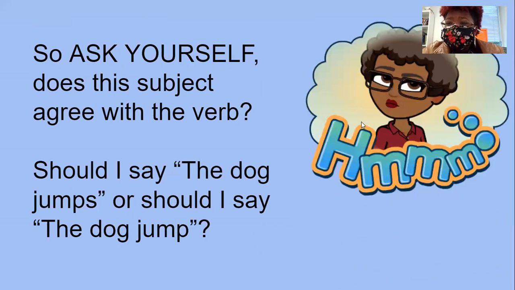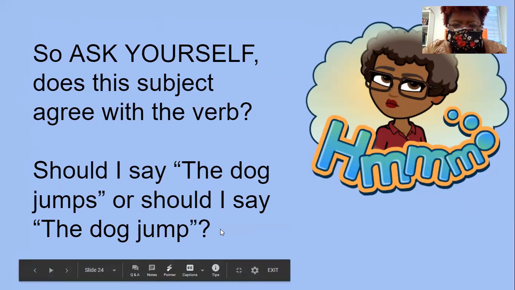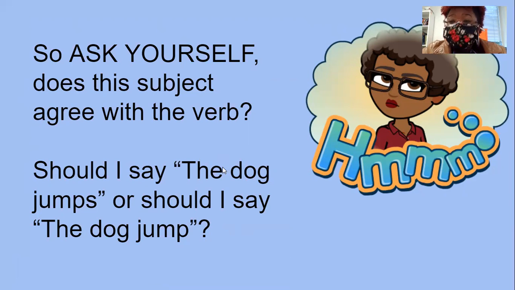So when y'all are going through these, because I know that sounds slightly confusing, I want you to ask yourself, does the subject agree with the verb? Does it make sense? When you are talking about the dog, who is singular, should you say the dog jumps or should you say the dog jump? You can tell which one makes sense. The dog jump, that doesn't sound right. We know that it should be the dog jumps because jumps is the singular version of the verb.